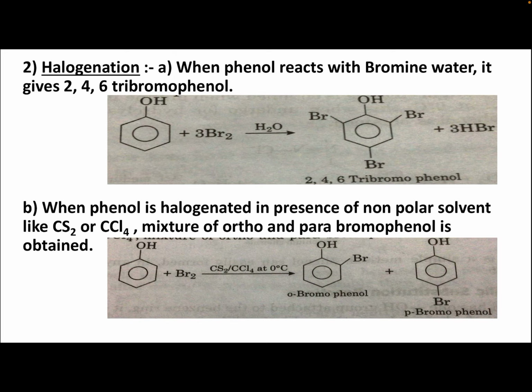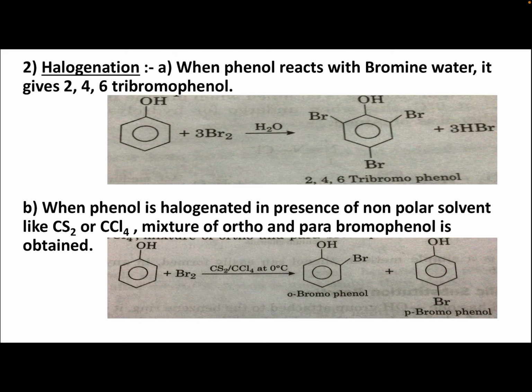Next, halogenation. The second reaction is halogenation. When phenol reacts with bromine water, it gives 2,4,6 tribromophenol. Phenol with OH on the benzene ring plus bromine water, H2O, gives 2,4,6 tribromophenol. From the phenol carbon, which is position 1, at position 2 bromine is there, at position 4 bromine is there, and at position 6 bromine is there. So 2,4,6 tribromophenol and HBr.